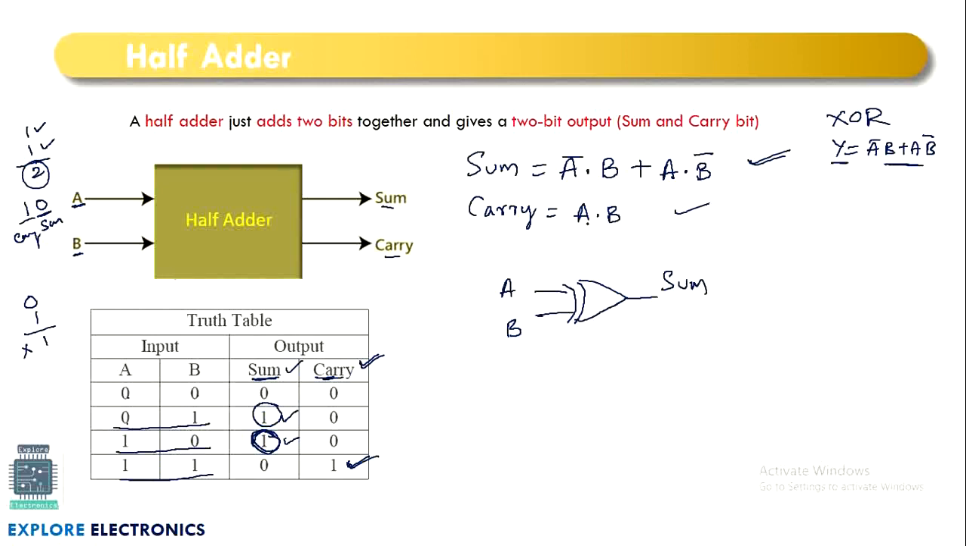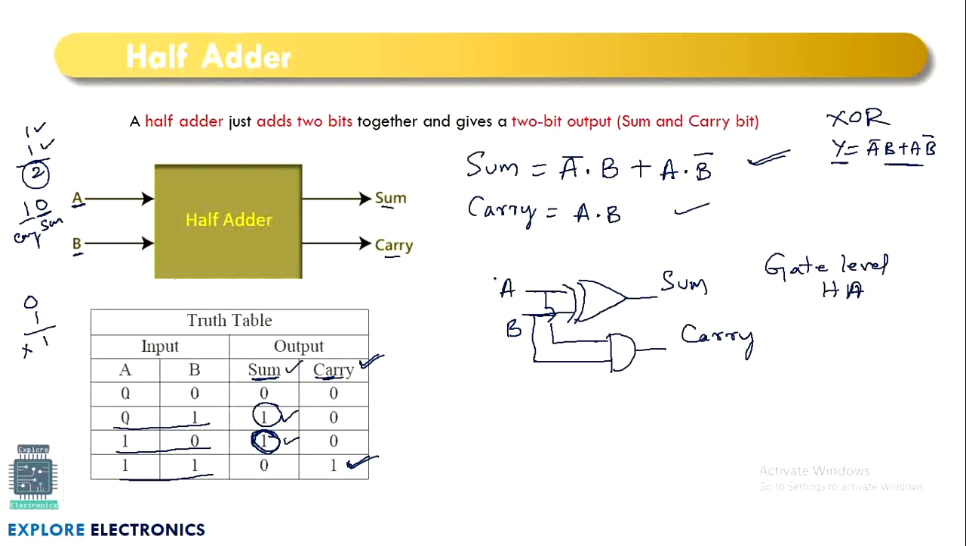Similarly, carry. How to write carry? Carry is getting generated by the logic AND between A and B. So use the same inputs, take input A and take input B, put one AND gate, it gives carry. Right, this is the circuit, or we say this is the gate level circuit for the half adder.